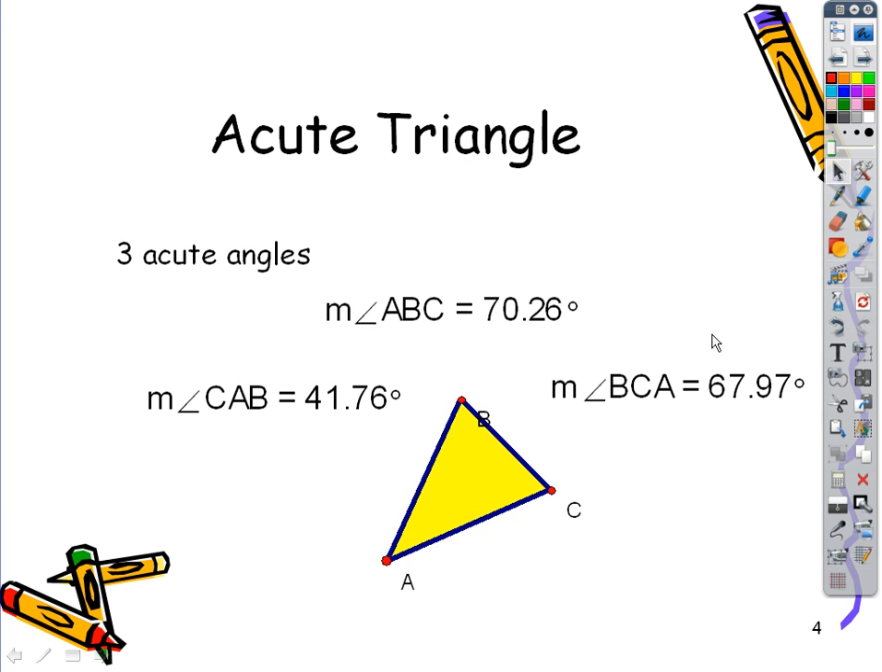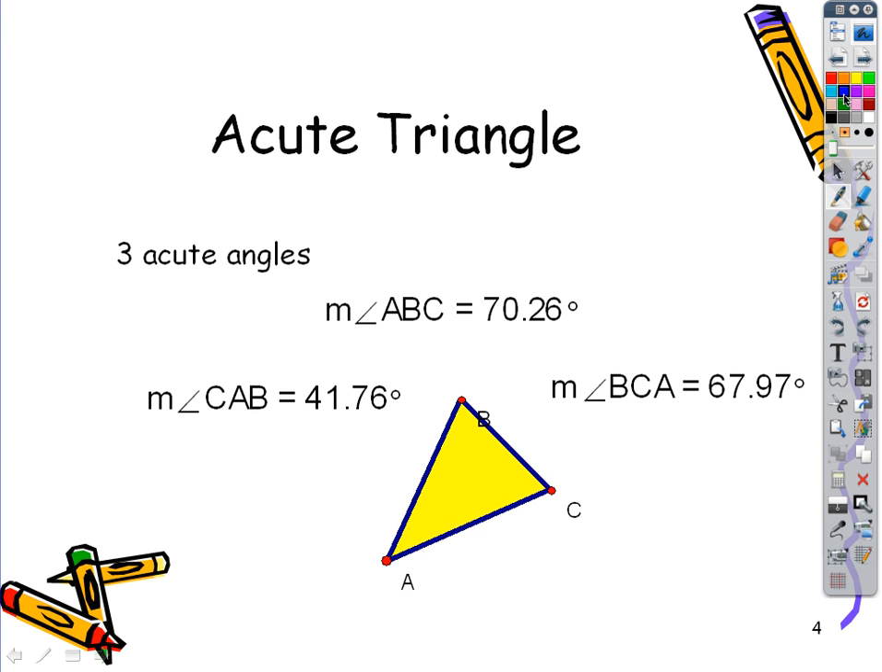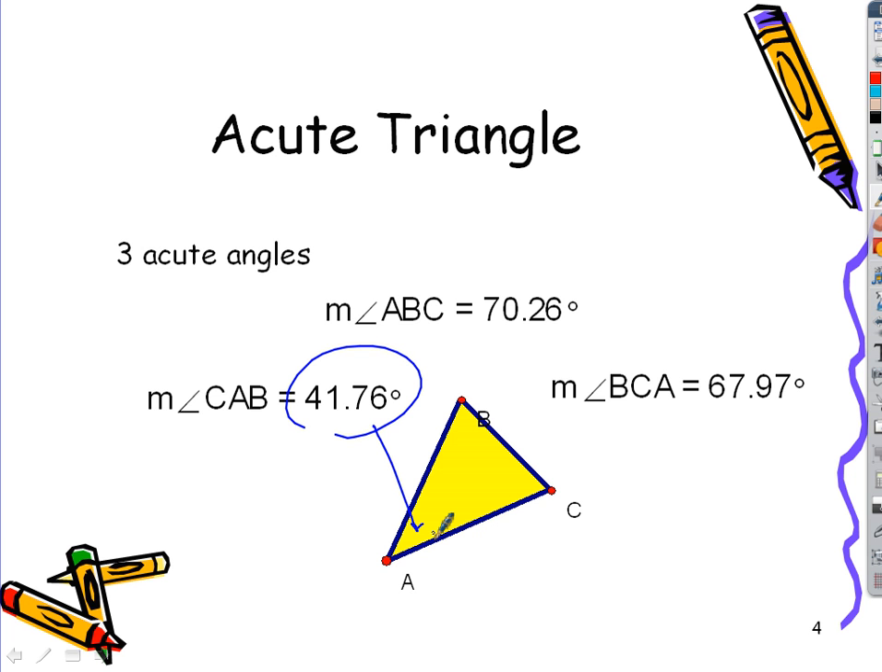All right. What if we classify by angles? Okay, well, let's take a triangle like this where we have the measure of angle CAB. So CAB, this one must be that angle right there, right? What's another name for that angle we could have? We could call it angle CAB. What else could we call it?